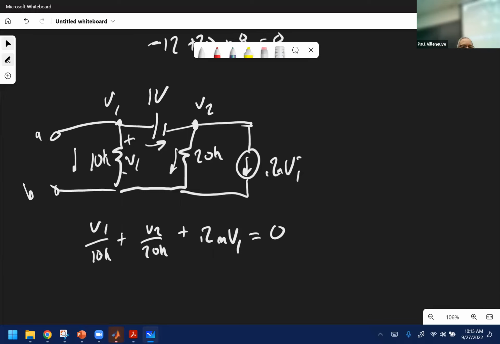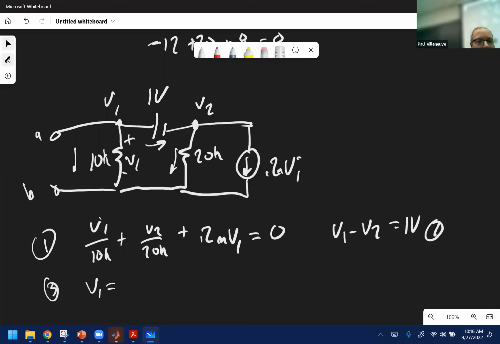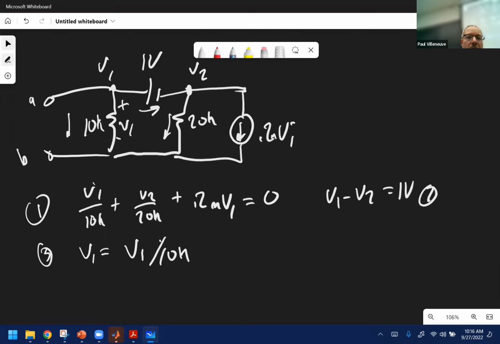So all is well and good, but now I got to write another equation. V1 minus V2 is equal to 1 volt. So let's see, I've got 1, 2, 3 unknowns, but 1 and 2 equations. Yes, sir. I equals V1 over... Yep. Very good. So that'll give you our voltage.